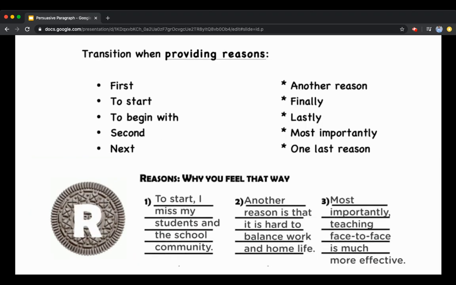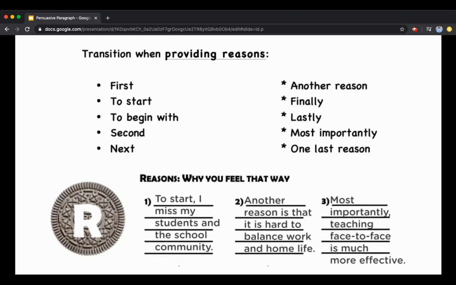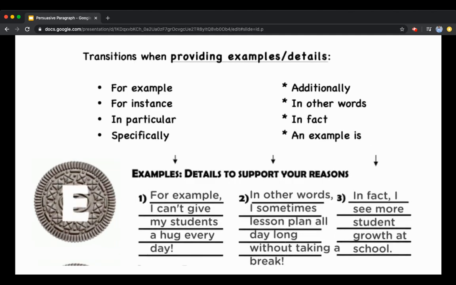Now let's look at reason number two. Another reason is that it is hard to balance work and home life. In other words, I sometimes lesson plan all day long without taking a break. That's true. Oh my goodness. It's a long day. And let's take a look at my final reason, my third reason. Most importantly, teaching face to face is much more effective. And I am going to back that up with this example. In fact, I see more student growth at school.